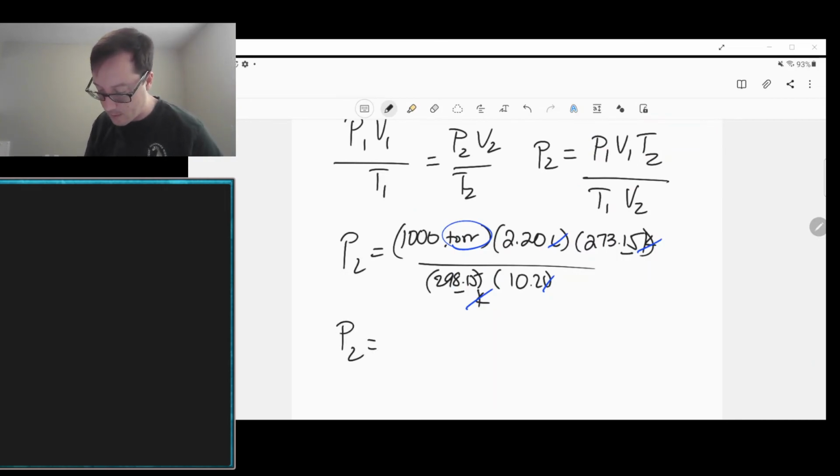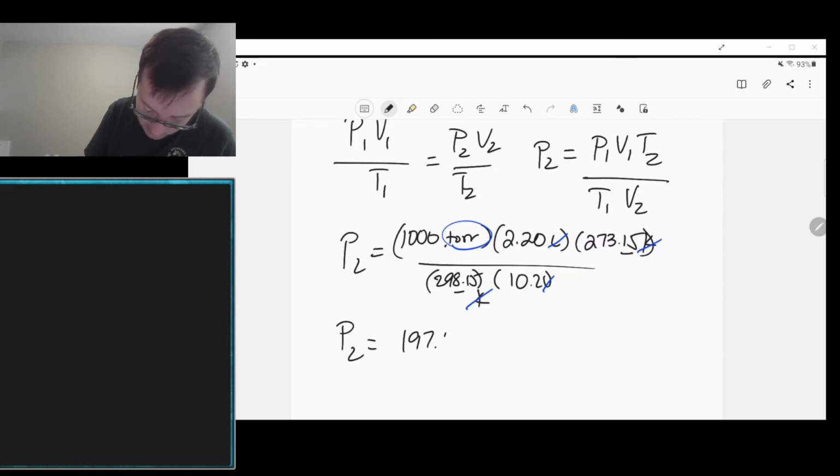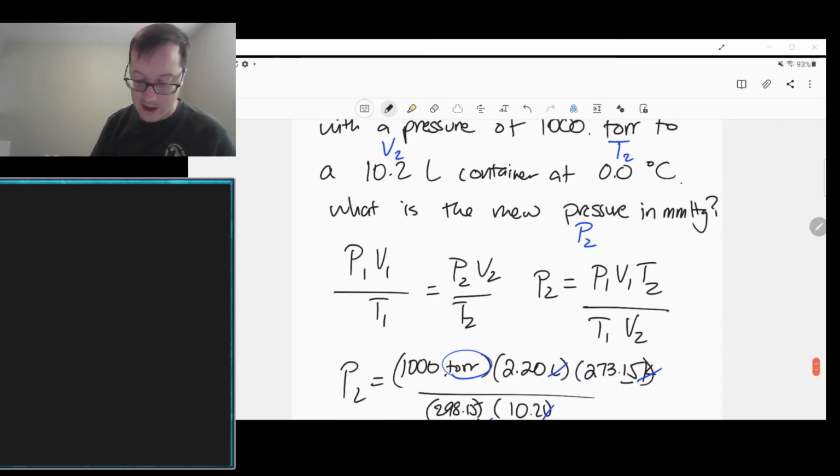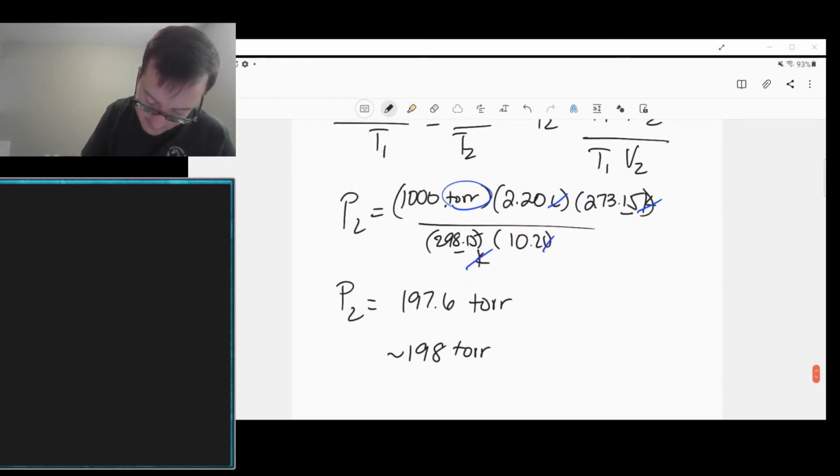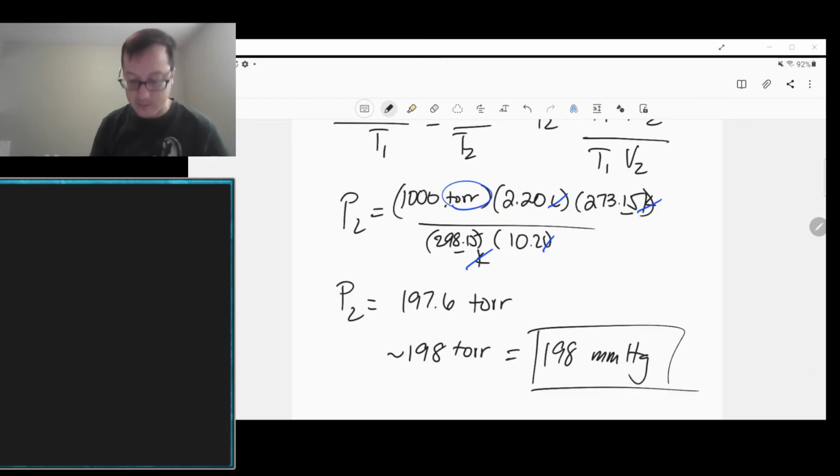And let's do it. 1,000 times 2.2 times 273.15 divided by 298.15 divided by 10.2. And we get 197.6 torr. Looking at the sig figs, we're going to need 3 sig figs here, so 198 torr. Let's look at what unit I asked for, millimeters of mercury. Remember that millimeters of mercury and torr are identical units. So 198 millimeters of mercury will be our answer.